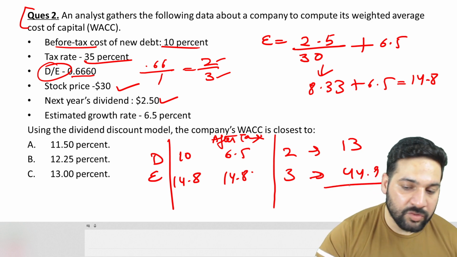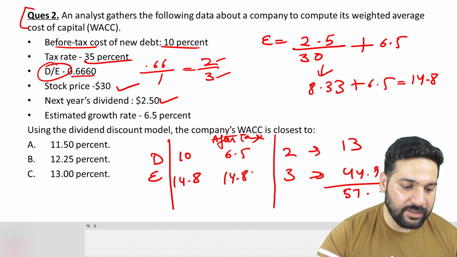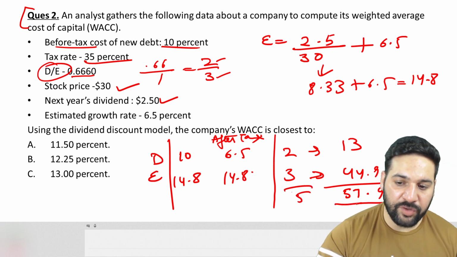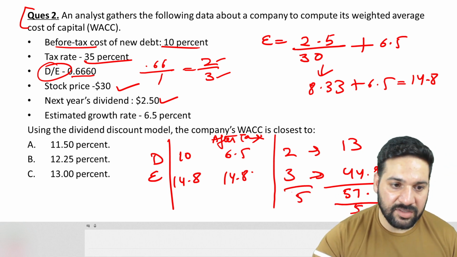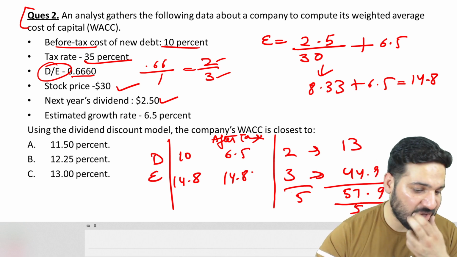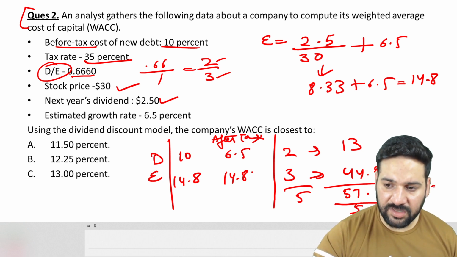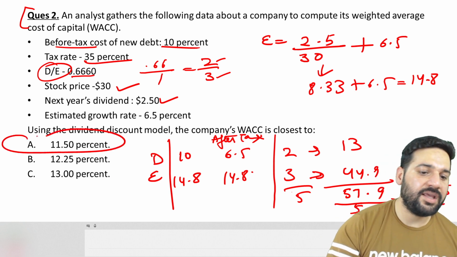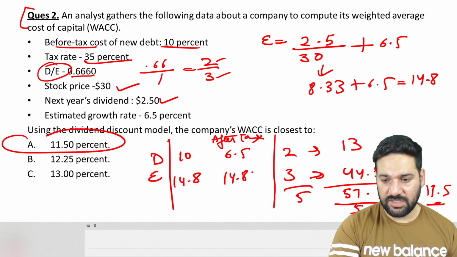So 57.9 we got, divided by the weight, that is 5. So the correct answer is 11 point something, 11.5 something. So this one is correct. A is the correct answer. Okay, so let's move forward.